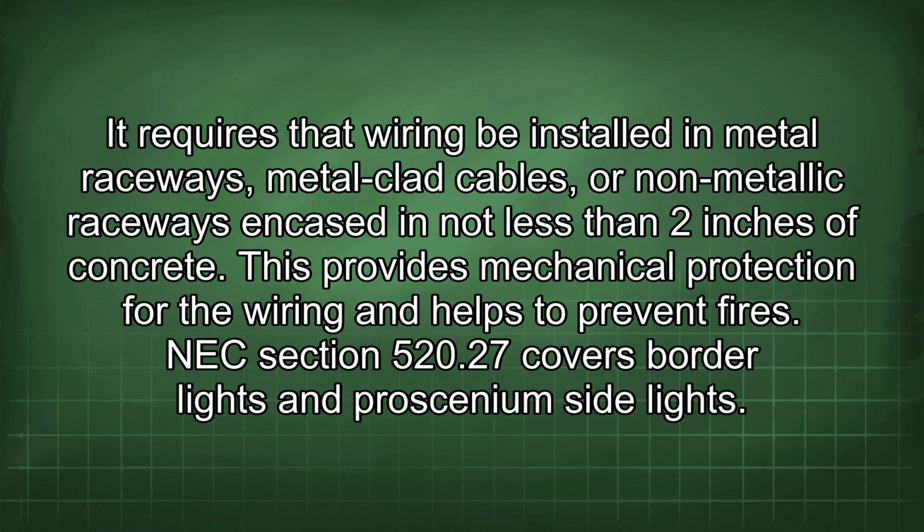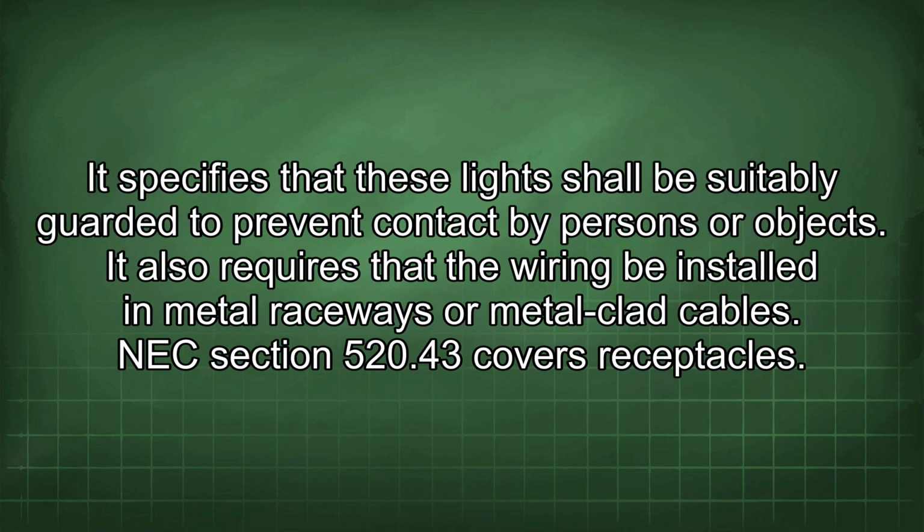NEC Section 520.27 covers border lights and proscenium side lights. It specifies that these lights shall be suitably guarded to prevent contact by persons or objects. It also requires that the wiring be installed in metal raceways or metal-clad cables.